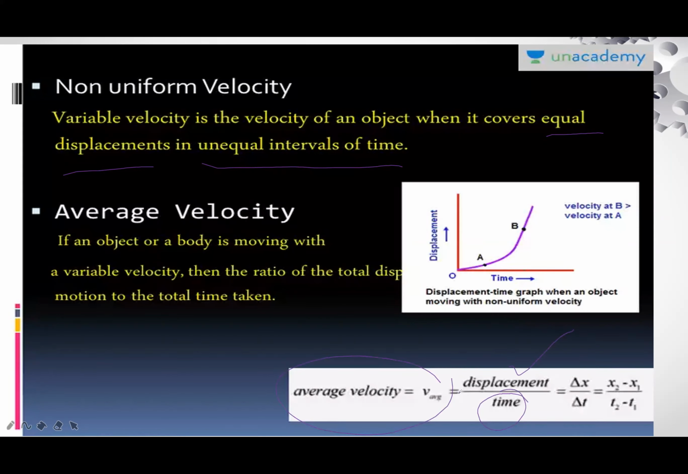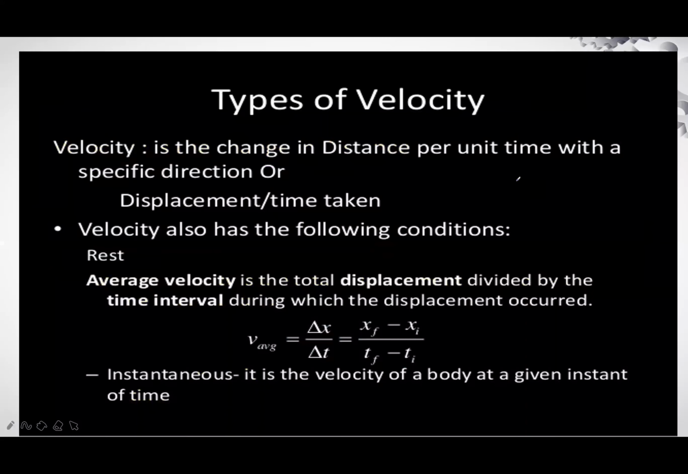This is the AB graph. This graph represents a variable velocity, non-uniform velocity. If a body covers equal displacement in equal intervals of time, it is uniform velocity. Unequal displacement in unequal intervals of time, or equal intervals of time but unequal displacement, is non-uniform. Average velocity is the total displacement covered by a body in the total interval of time taken.